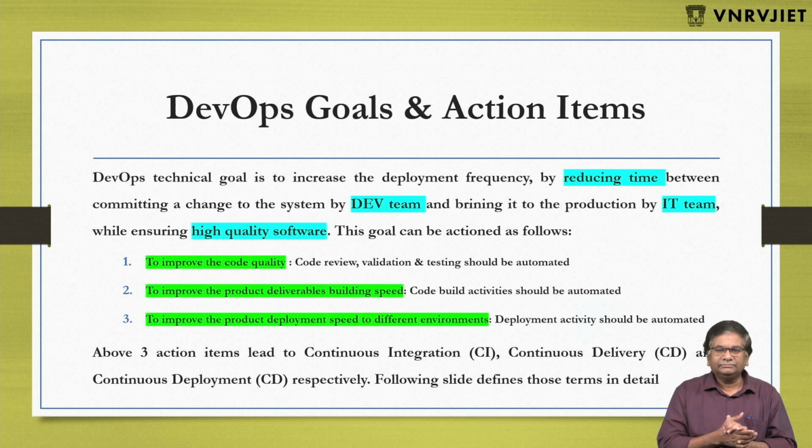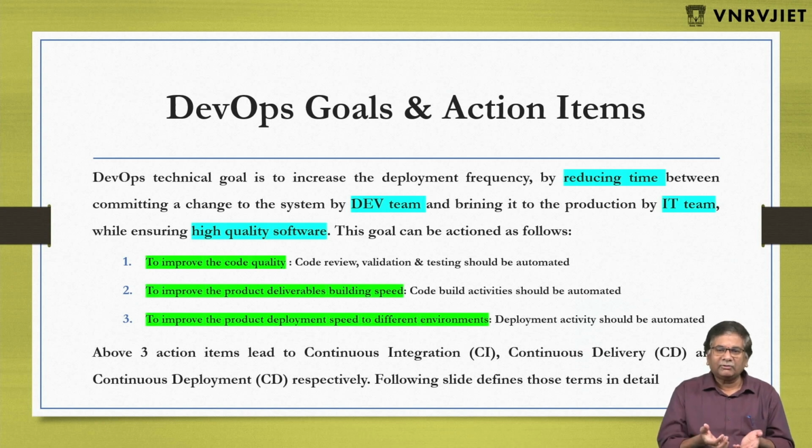Now, there are three aspects we have discussed. Improve the code quality, improve the product delivery build speed, improve the product deployment speed to different environments. So these are the three aspects where it could take time. Because when I say code quality, it is about code review and checking whether standards are followed or not. These are all the stuff, right? So we have to improve those three things, mainly three things.